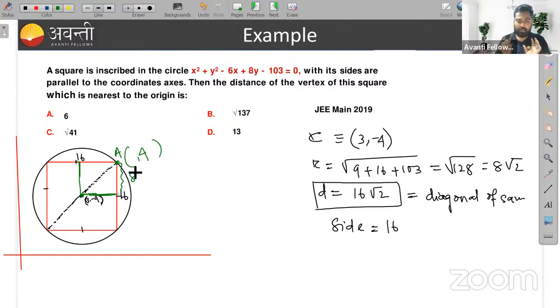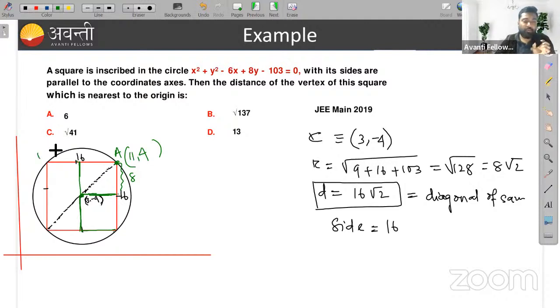Yes, is that clear? Okay, now if the y coordinate of this point A is 4, then what will the x coordinate be? Here we have the x coordinate, that is 3. To reach this point, we need to go forward 8 units on the x-axis. So 3 plus 8, that is 11.